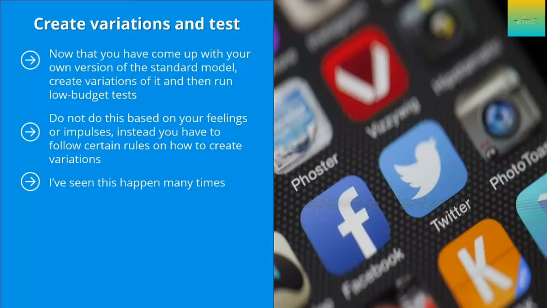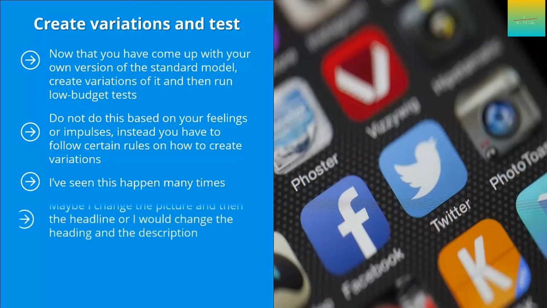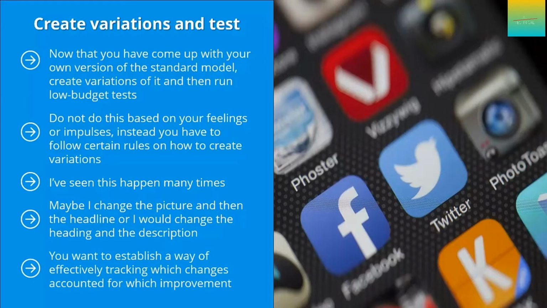I would take an ad and test it. I would notice that it's not getting that many clicks, so I'd change half of the ad. Maybe I changed the picture and then the headline, or I would change the heading and the description. Whatever the case may be, I would change half of the ad, and sure enough, it would improve. But when I try to improve things again by changing the other half of the ad, it falls apart. You want to establish a way of effectively tracking which changes accounted for which improvement. By using this method, you can optimize parts that work to reach peak convertibility and then work on the other elements of the ad that could use some improvement.